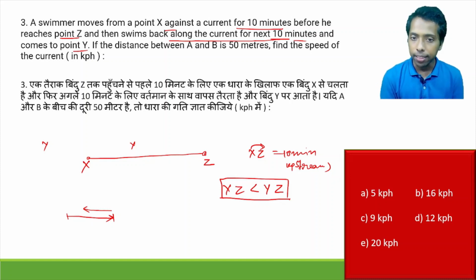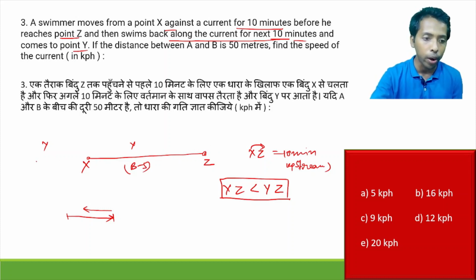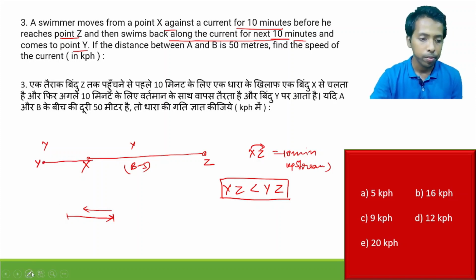Obviously B plus S is the speed. Now the constant speed, that is B plus S, and earlier, against the current, that is B minus S. So B minus S is for X to Z, and Z to Y is B plus S. Obviously Y comes somewhere before X. This is it, right? Understood? Because this is along the stream for the same time reference.